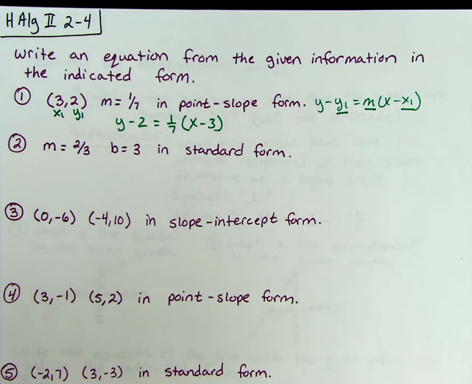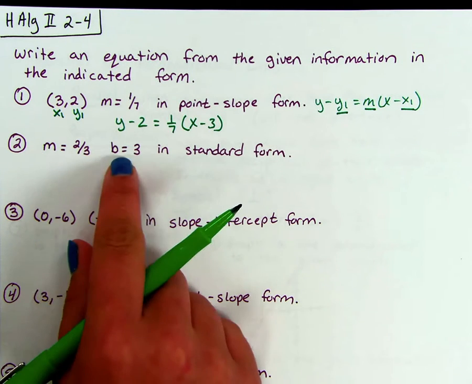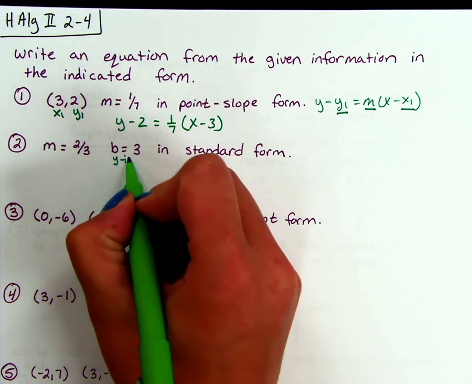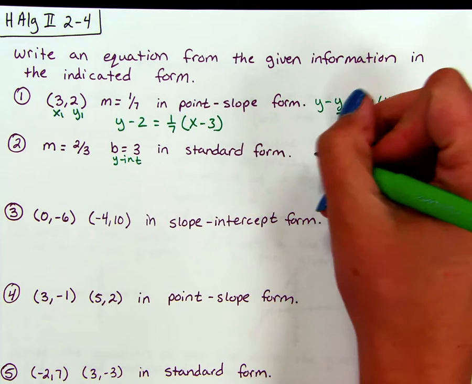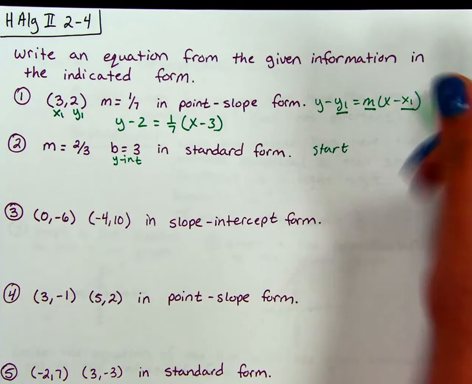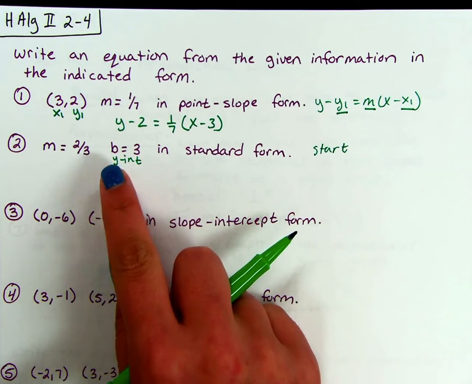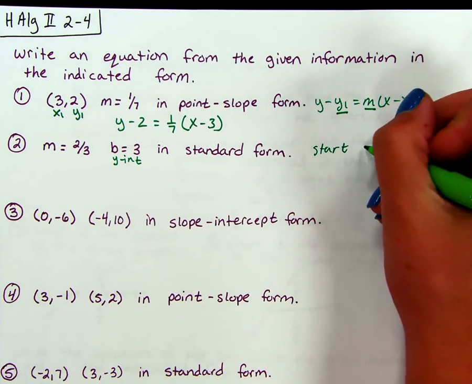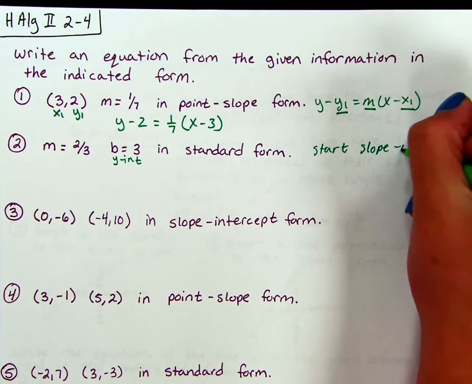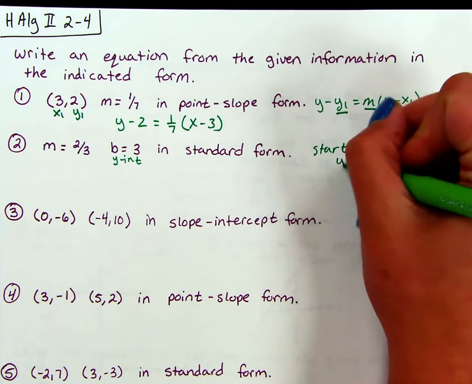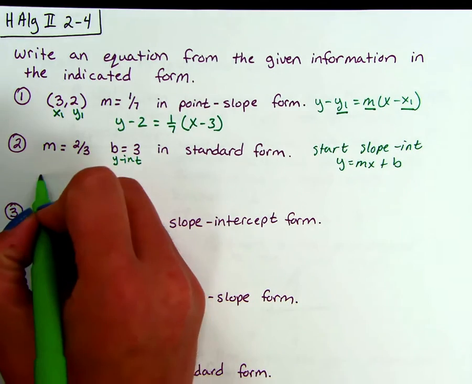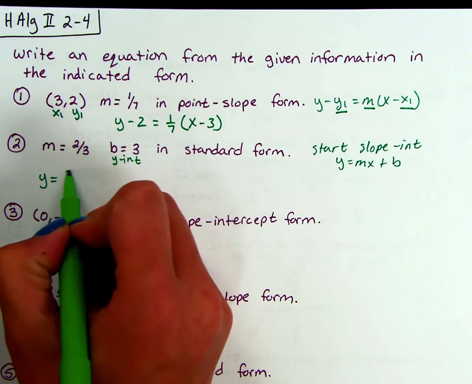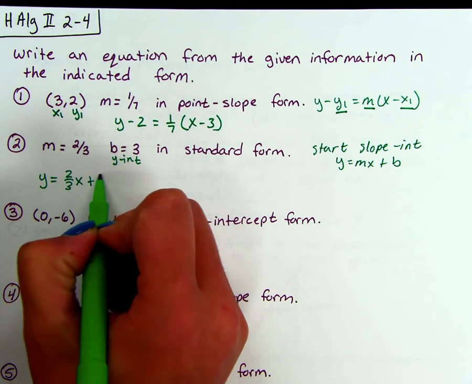All right, the next one, if we look at it, again, we have a slope and b. So this is a y-intercept. Okay, so we have a slope and a y-intercept. So that means to start with, we're going to go to slope-intercept form because we have a slope and we have an intercept. So that looks like y equals mx plus b. We're just going to substitute that information into that. So we would have y equals 2/3 x plus 3.